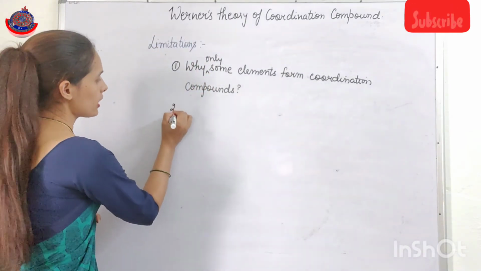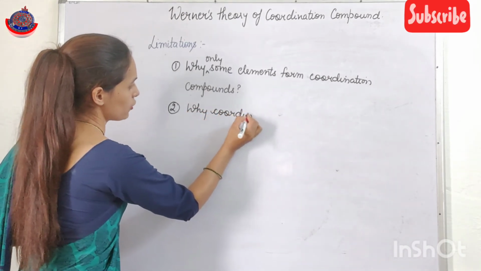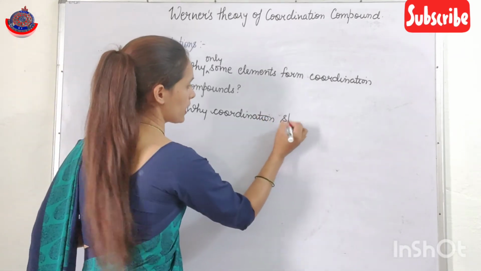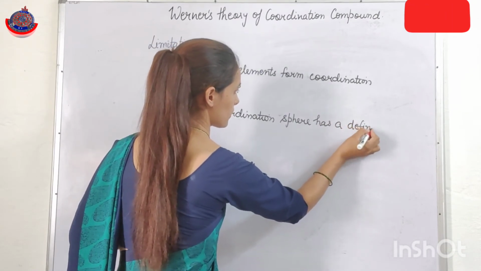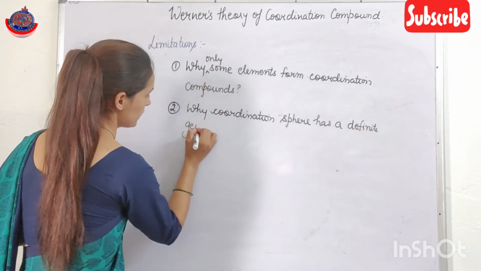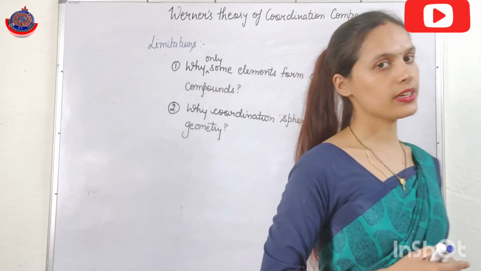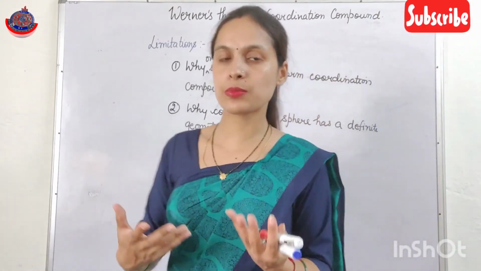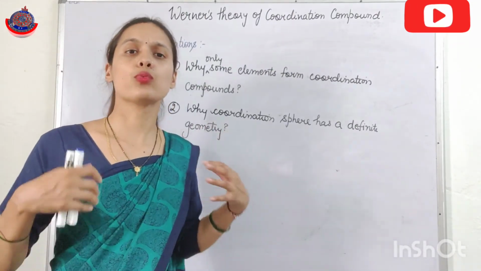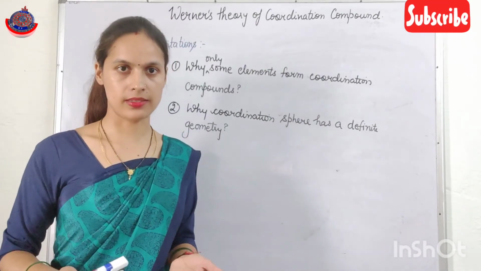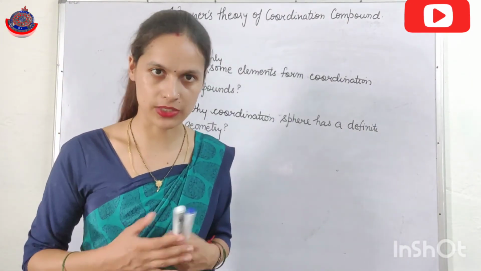Second, Werner is not able to explain why coordination sphere has a definite geometry. Definite geometry means according to Werner, the secondary valencies are arranged themselves in a fixed position in space and they represent the geometry, but Werner is not able to explain why they are arranged in a fixed position in space. So Werner is not able to explain why coordination sphere has a definite geometry.